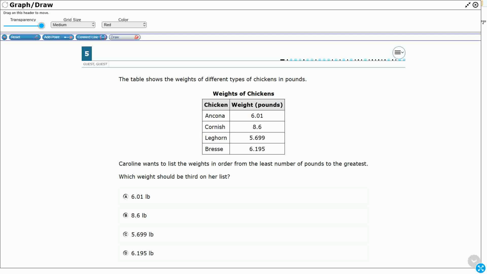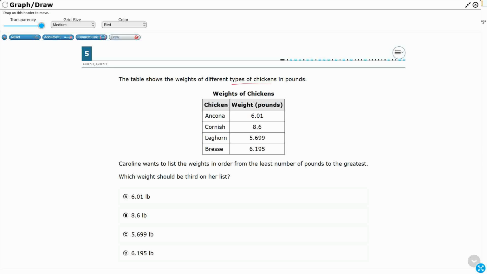So we have a table here, and we've got weights in pounds of 4 different types of chickens. And we need to list them in order from least to greatest. So that's the smallest to the largest. And then we need to find which one would be third. All right, so third on the list. Let's put them in order.